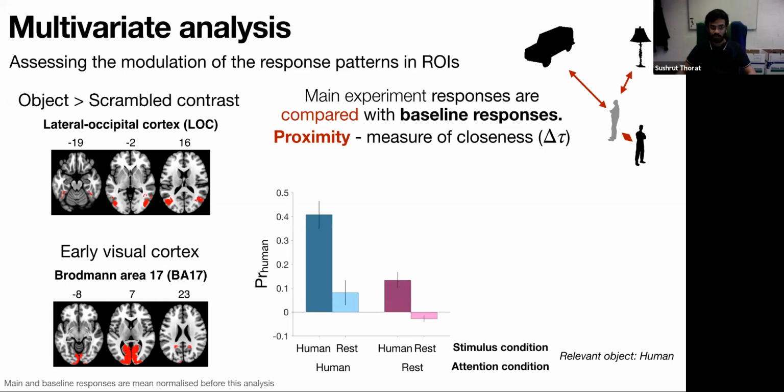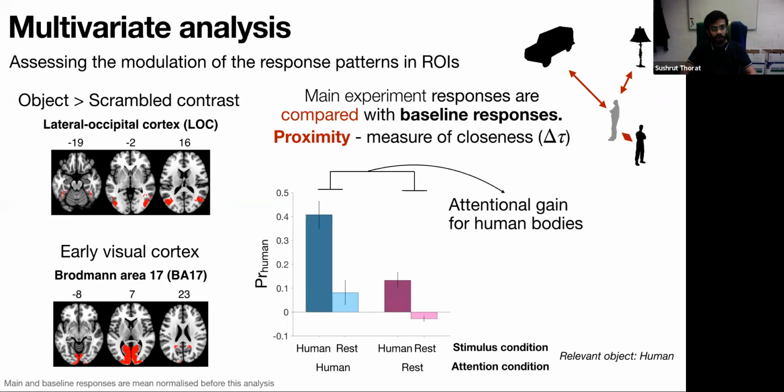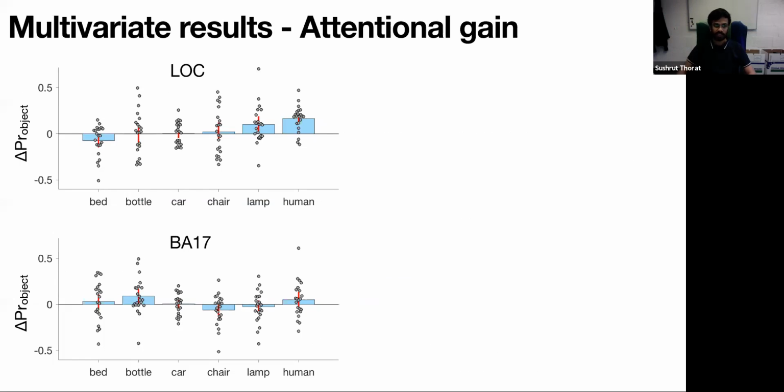So here we see for LOC that the human selectivity is higher when you attend to humans than when you attend to any other object. Also in terms of this proximity measure. You can also do this for, this is the attentional gain effect. You can also do this for all the other objects. So for LOC and early visual cortex, you can see this.